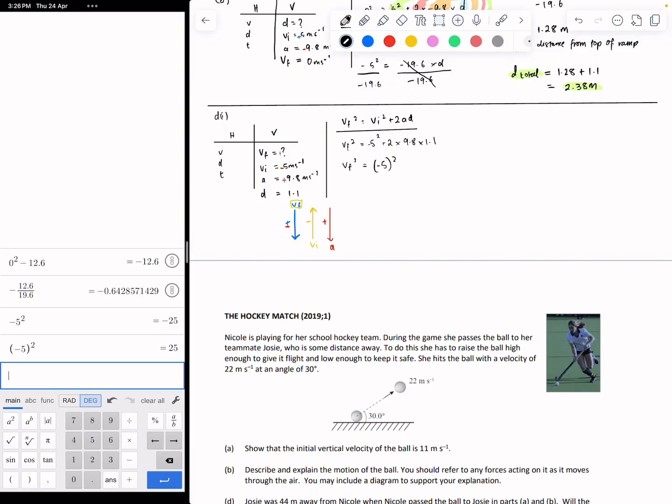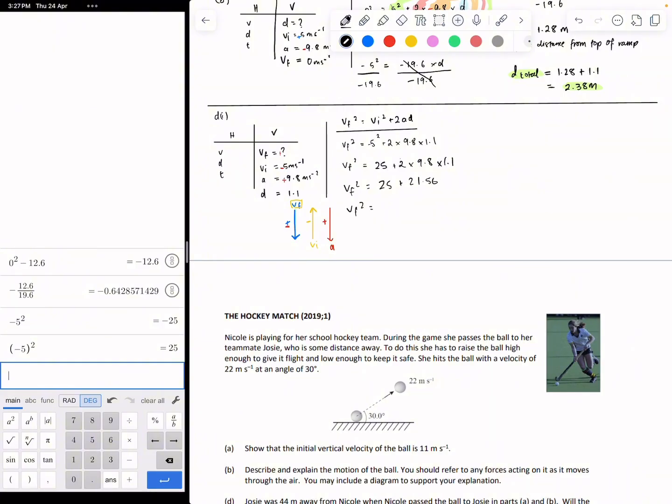Okay, so what I want you to understand is that if we have a negative 5 squared, it's going to end up being a positive. If you enter it into a calculator correctly like that, it'll be a positive 25 plus 2 times 9.8 times 1.1. Okay, and so what this equals, doing BEDMAS, you will get VF squared equals 25 plus 21.56.